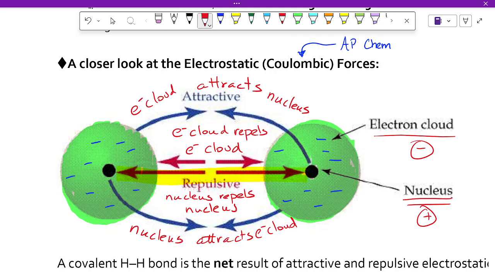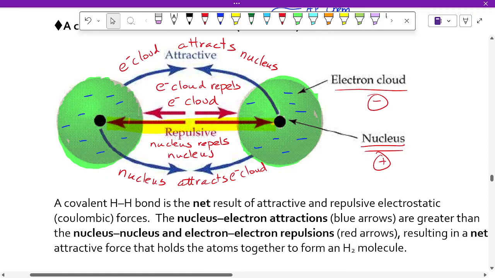So in reality, we give you these models that are really, really simple, but there's actually a balance between those charges and a balance between those forces. And where it is the most stable is how far they end up from one another. So there we are.